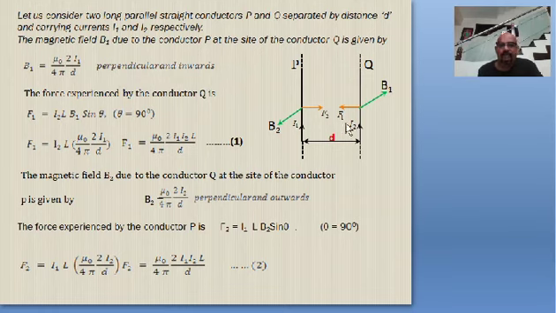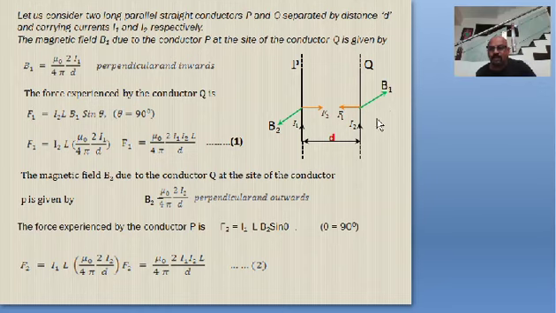Now what is happening? Here there is a magnetic field B1, and the current I2 is flowing through the conductor Q. Therefore we now have a conductor Q carrying current kept in the magnetic field. A conductor carrying current kept in the magnetic field will experience a force, and the force experienced is given by F is equal to I L B sin theta.